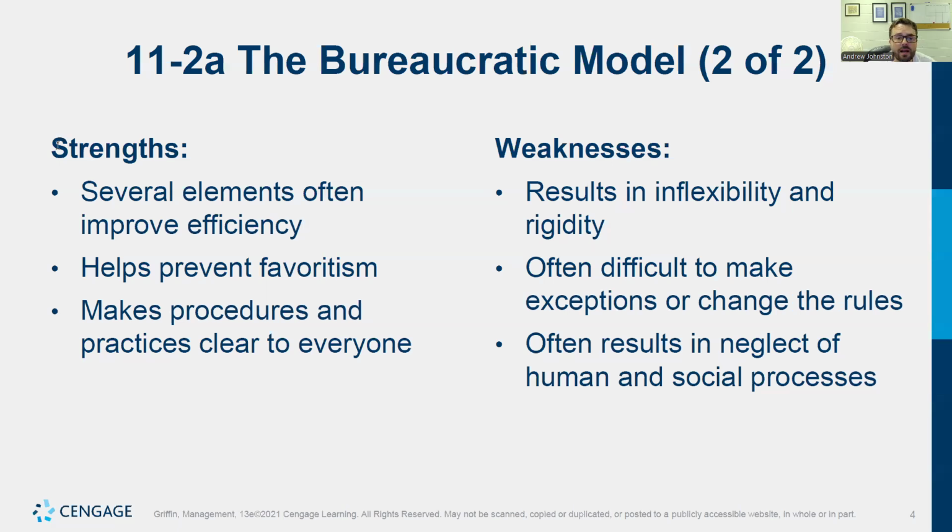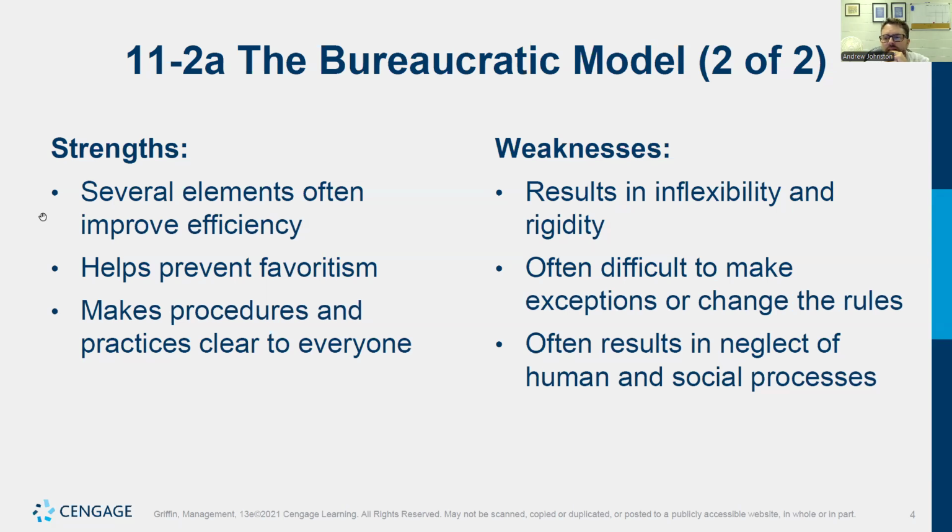The strengths of that were related to efficiency, and often that could be efficient. It would prevent, in theory, favoritism if promotion was based on the achievement of clear targets. And in theory, again, people should know what they're doing. If you're operating all according to a same book of procedures, then hopefully you're all on the same page, and that can lead to efficiency and greater clarity of job performance.